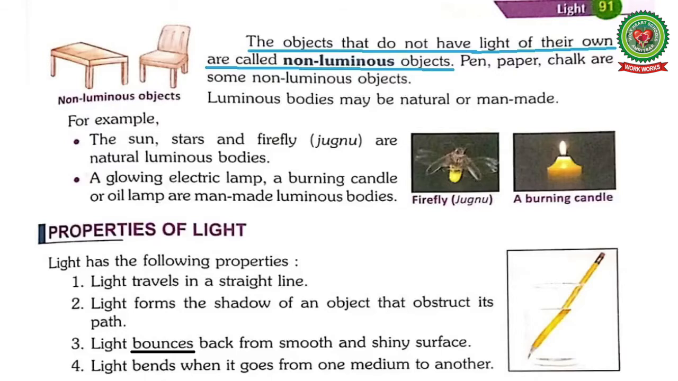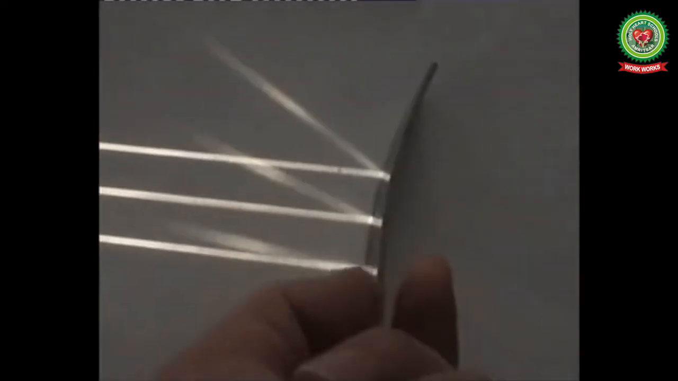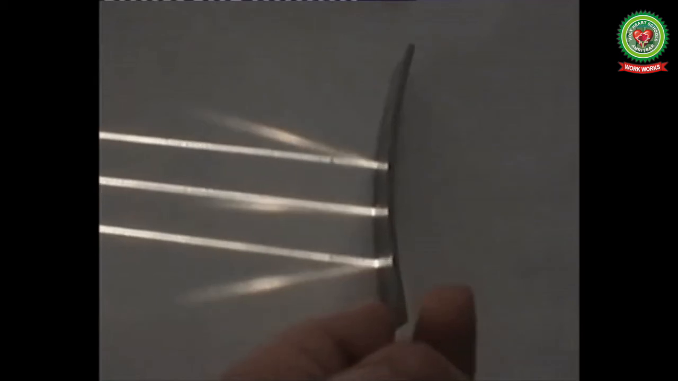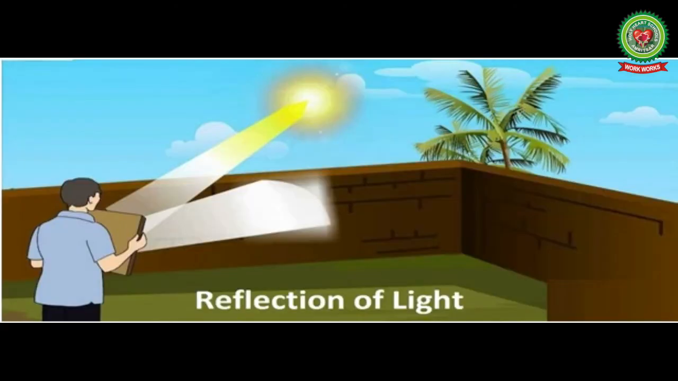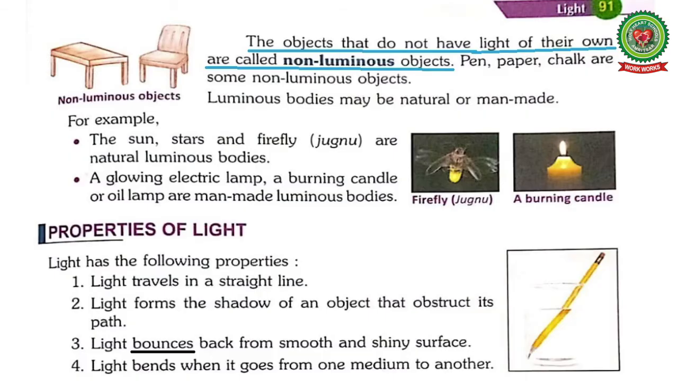Light bounces back from smooth and shiny surfaces. The light that is bounced back by the surface of an opaque object is called reflected light. Underline the word bounced and write down its meaning. Reflect. Moreover, shiny surfaces reflect more light because they have an even surface and reflect most of the light rays parallel to each other.